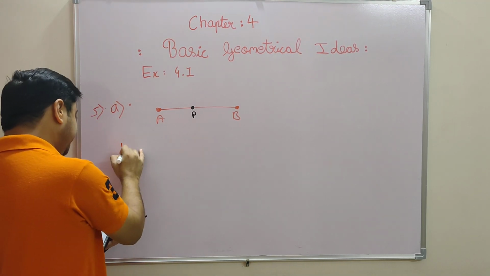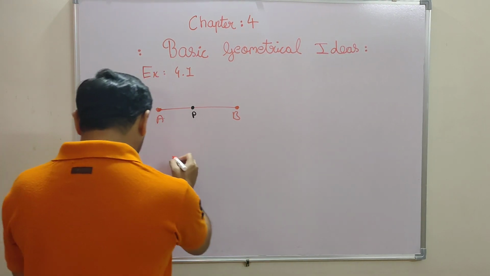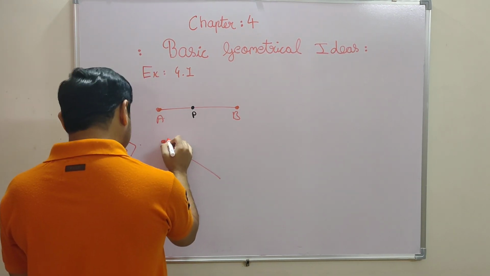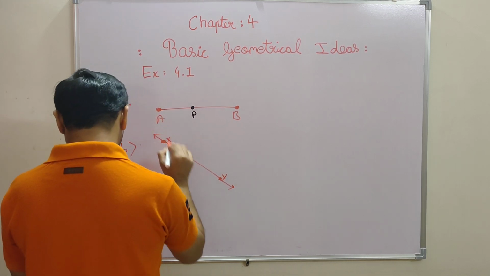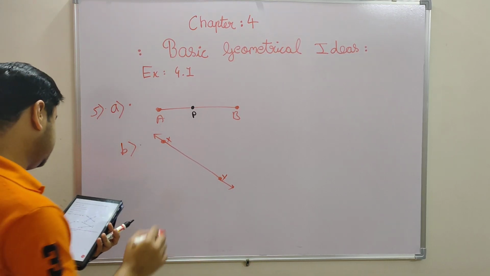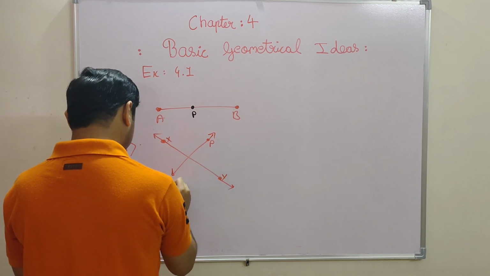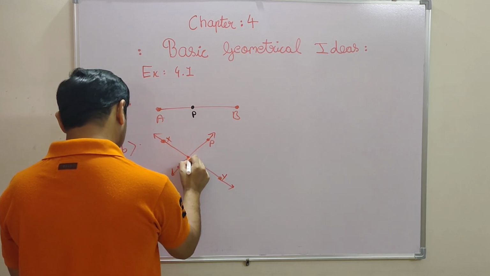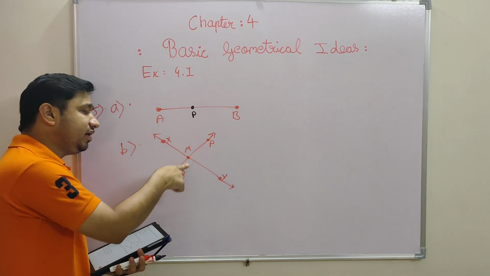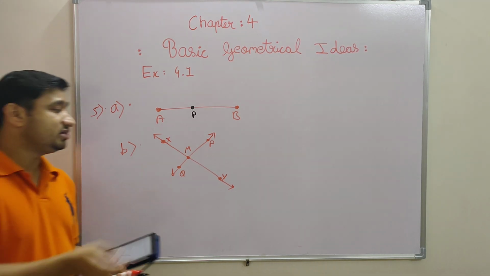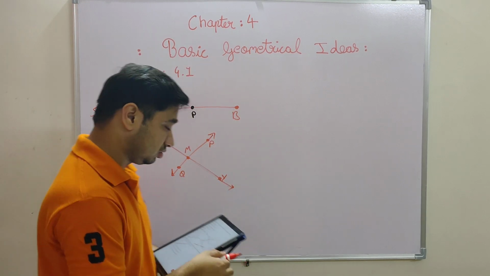Second part, B part: XY and PQ intersect at M. This is X, this is Y, intersecting at M with PQ. This is line XY, this is line PQ, intersecting at M. When two lines cross each other, it is called an intersection.